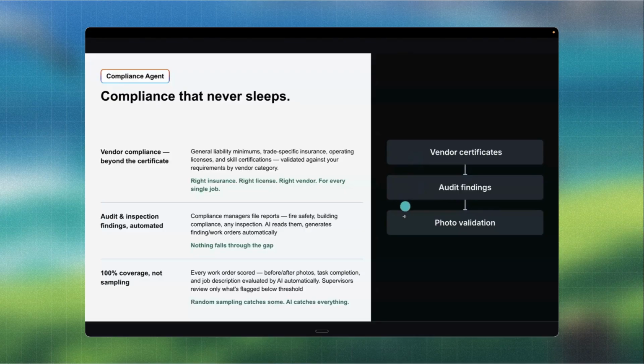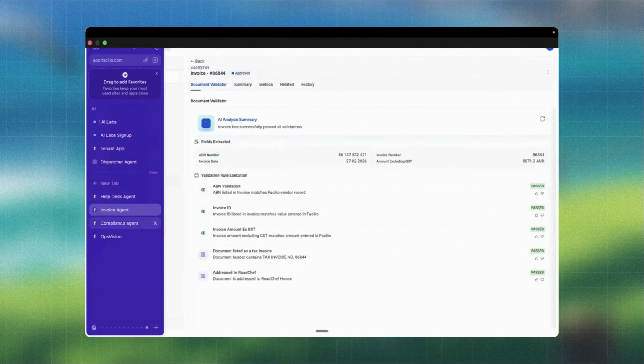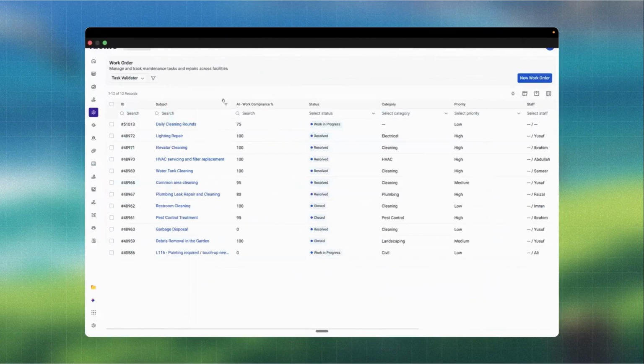Okay. The third piece is where the agent performs compliance for work orders, where in some cases you want the technicians to attach images associated with the work being done, and the quality of the work being done is validated by AI. Let me show you an example where our compliance AI agent for work orders would score each task's before and after photos and give a score.